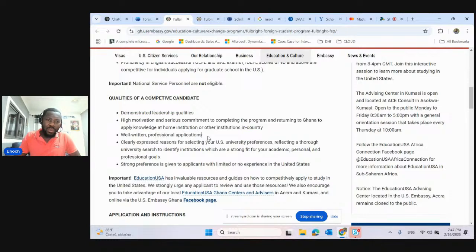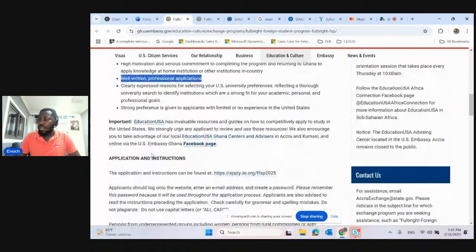Well written professional applications. So that is a requirement to stand out. Clearly expressed reasons for selecting your U.S. university preferences, reflecting a thorough university search to identify institutions which are a strong fit for your academic, personal, and professional development.